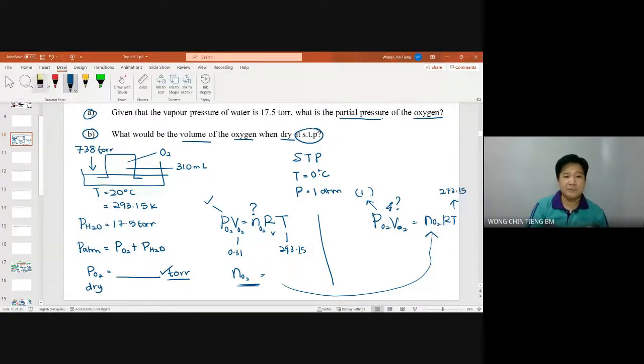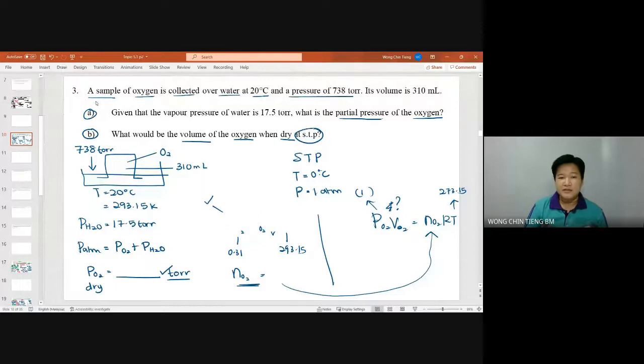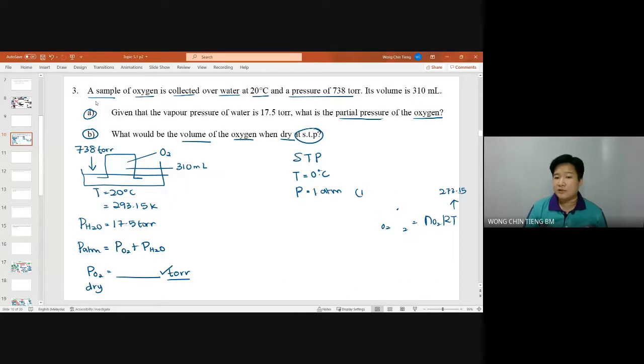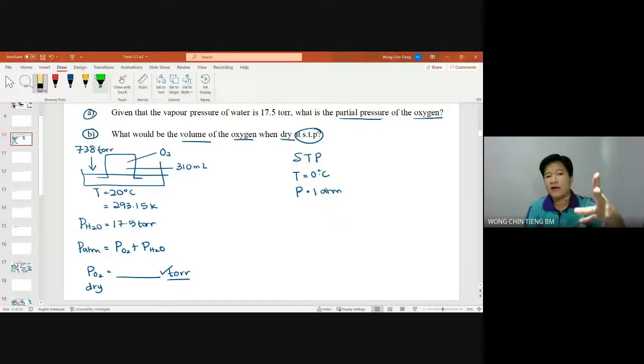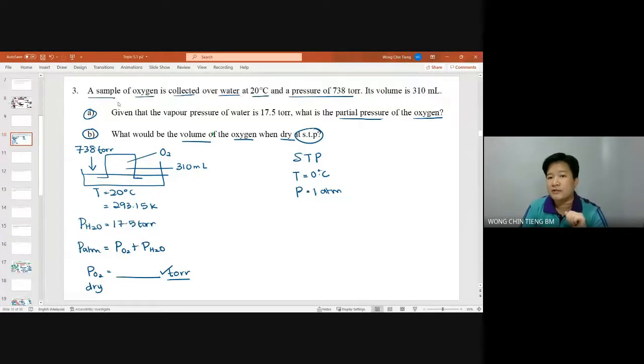And kalau siapa yang tak guna formula ni, you should be very smart enough to identify something. We are talking about the same gas. I don't know whether you remember or not last week, when we say about combined gas law, Boyle's law, Charles' law, Avogadro's law, we must be talking about the same gas. Remember? So we are talking about the same gas, oxygen, and the same gas right now having two sets of condition.